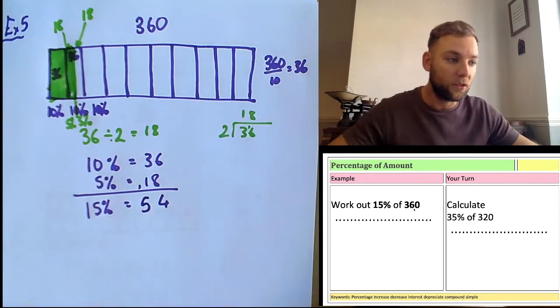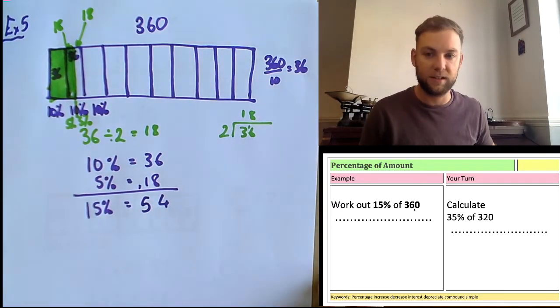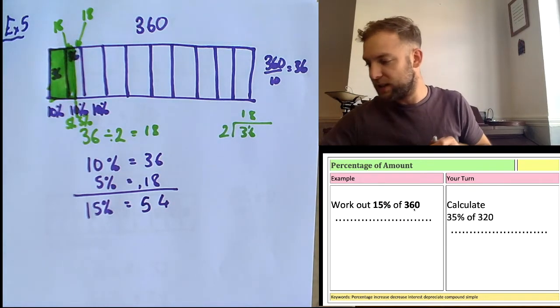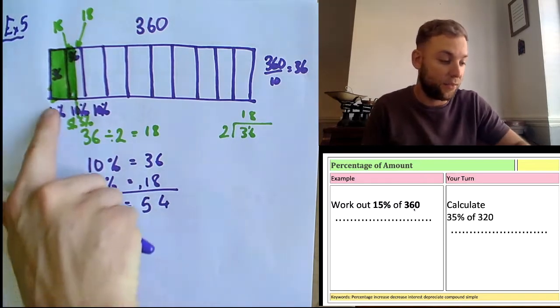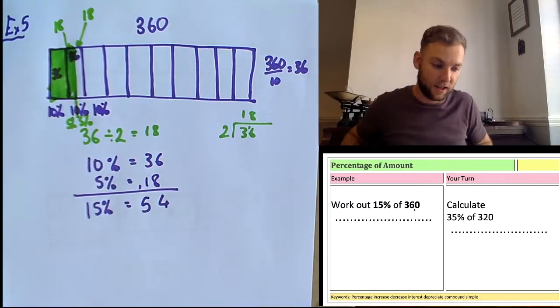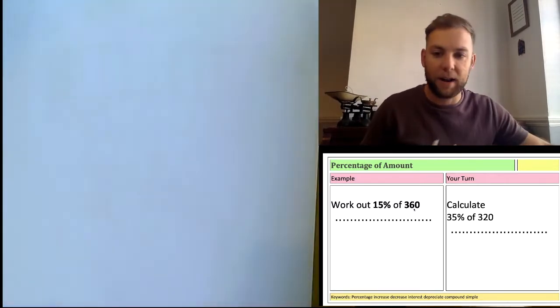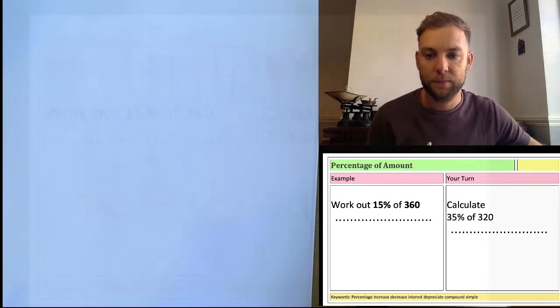Brilliant. So let's have a look now at the 35%. In fact, pause this now. See if you can have a go at it. Remember that these are each worth 10%, so you're going to need 3 of them and a 5. Okay, so pause now and have a little go at that one yourself.